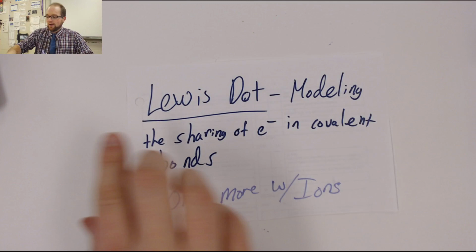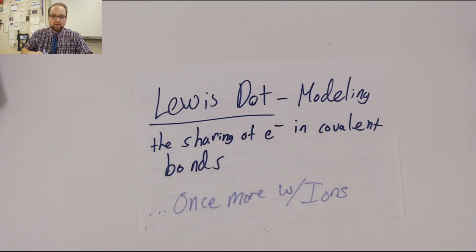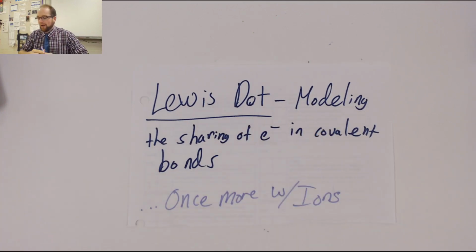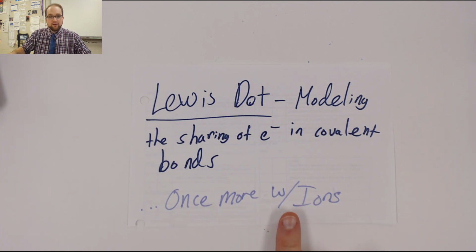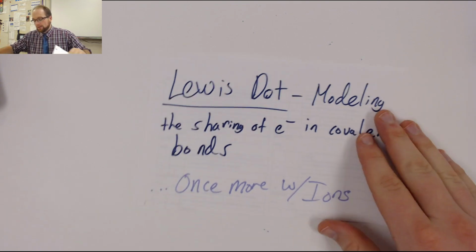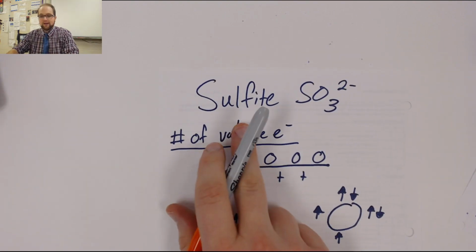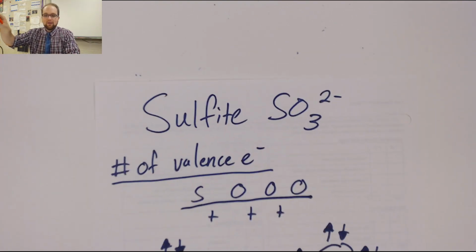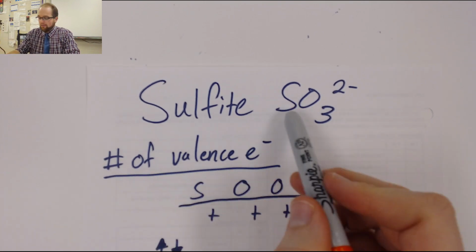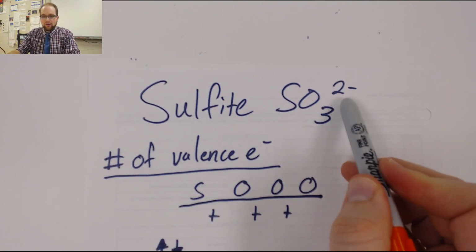In today's video, we're going to be continuing talking about these Lewis dot diagrams where we're trying to model the sharing of electrons in covalent bonds, except this time we're talking about ions, specifically our polyatomic ions. So let's take a look at an example here, something like sulfite. In sulfite, we know that this has the formula of SO3 with a 2 minus charge.